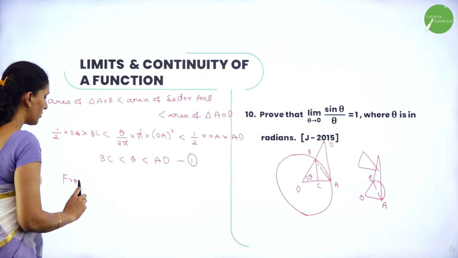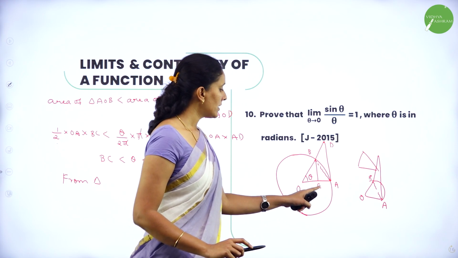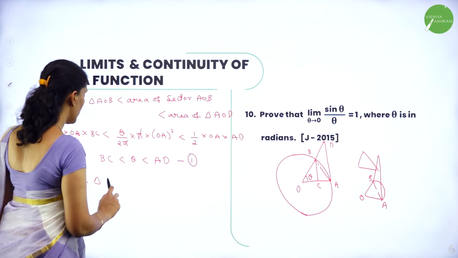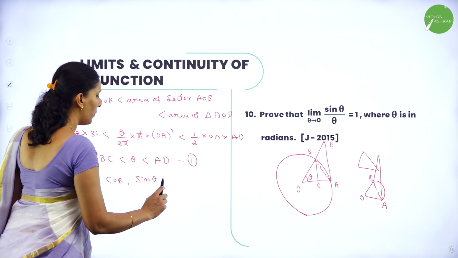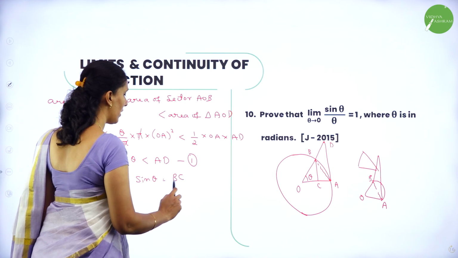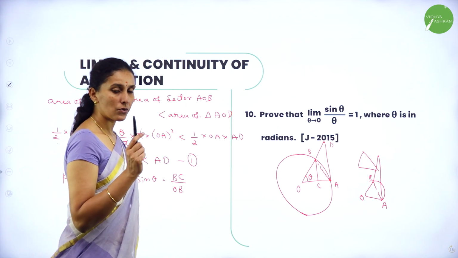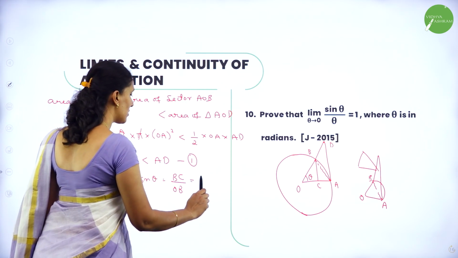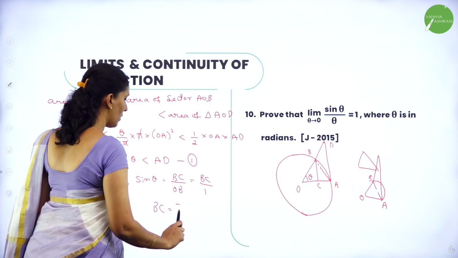Now from the triangle, we'll take the right angle triangle COB. Sin theta is opposite side by hypotenuse, that is BC divided by OB. OB is actually the radius of the circle. Its value is 1. So we'll get BC by 1. So we can write BC is equal to sin theta.